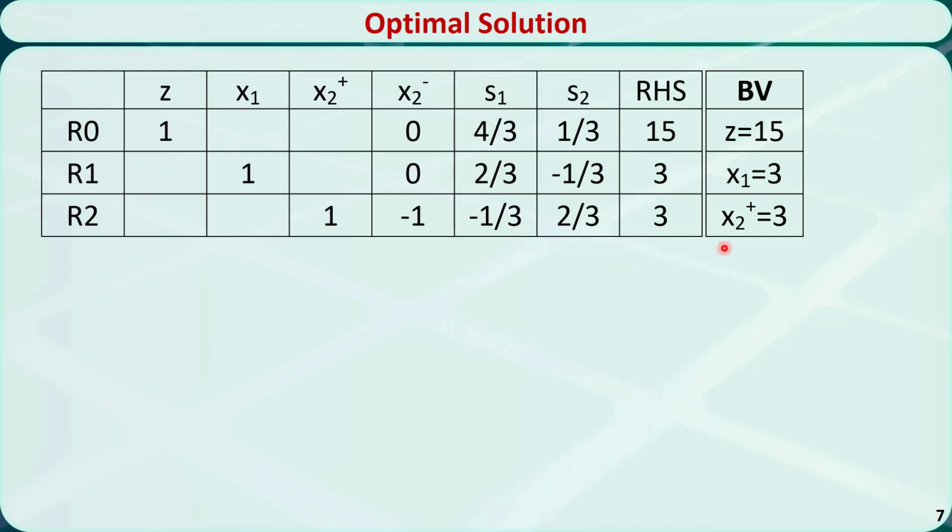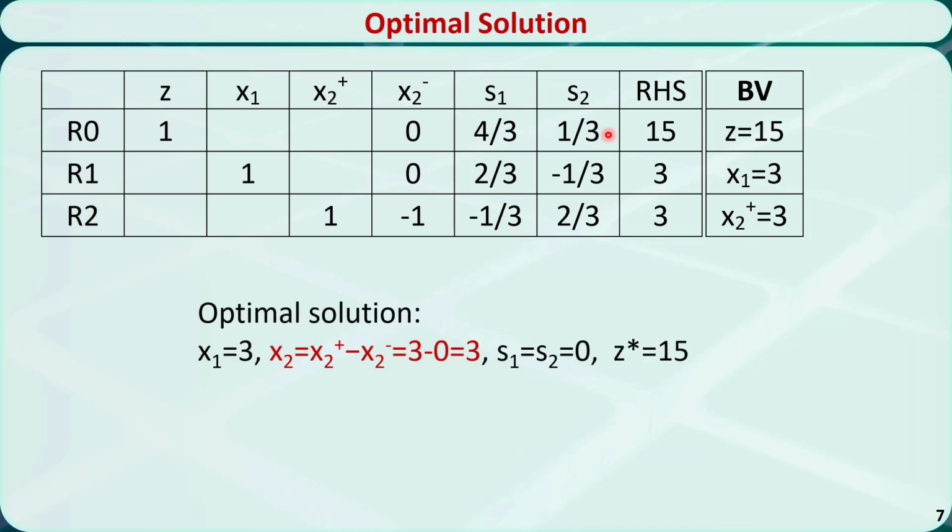x1 is equal to 3, x2 plus is equal to 3, and z is equal to 15. Now we don't have negative coefficients in row 0, so this tableau is optimal.